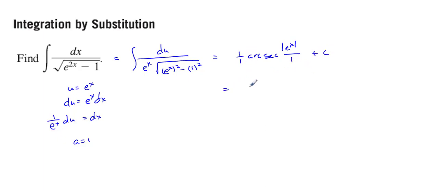Okay, 1 over 1 is 1. Do we need the absolute value around e to the x? E to the x is positive always, right? So we don't need it. And then plus c. Questions on that? Good?